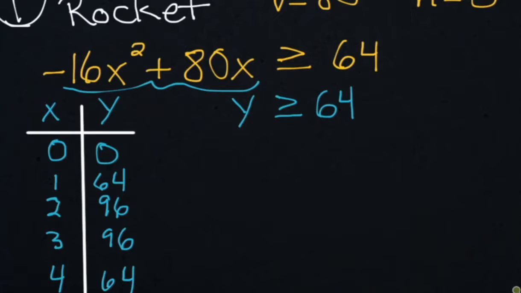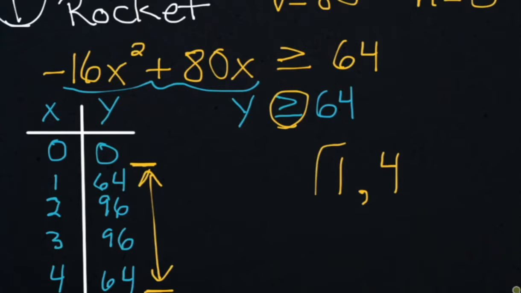So, from 64 feet, it starts at 1 second and ends at 4 seconds. Do I include the 1 and the 4? Do I use square brackets? Yes, we have an equal to, so we use square brackets. So the interval is from 1 second to 4 seconds.